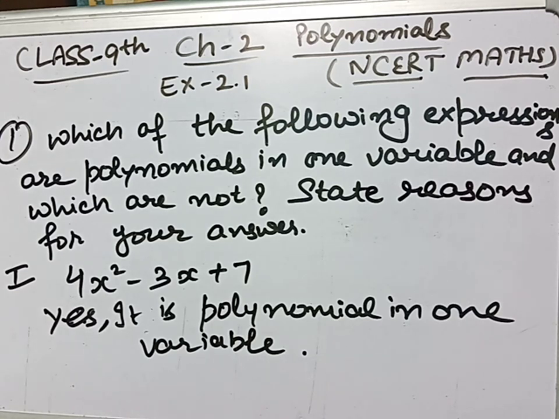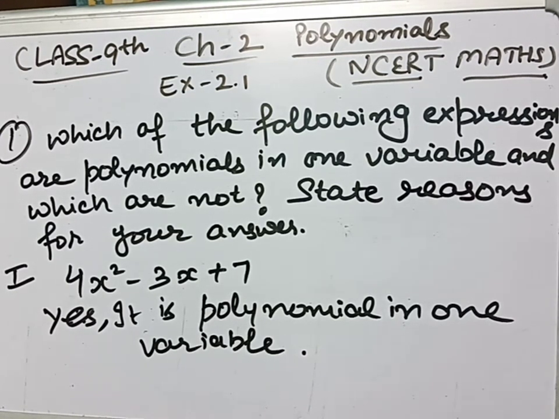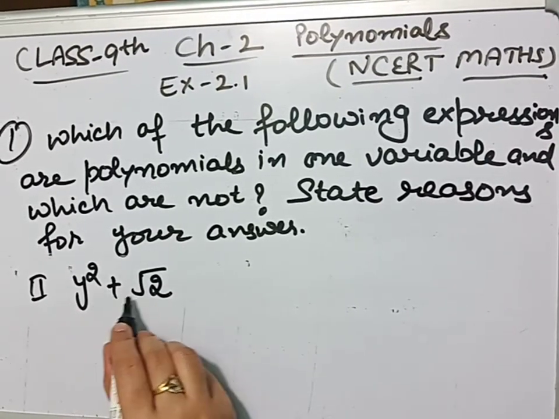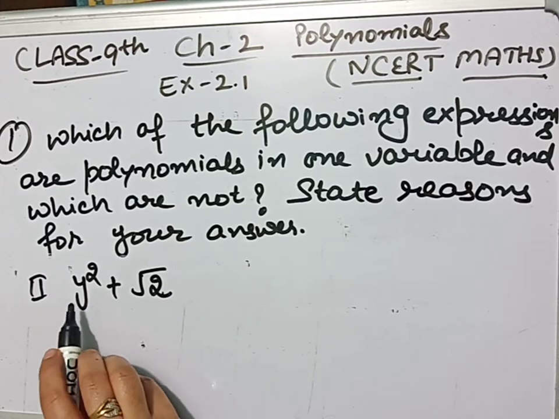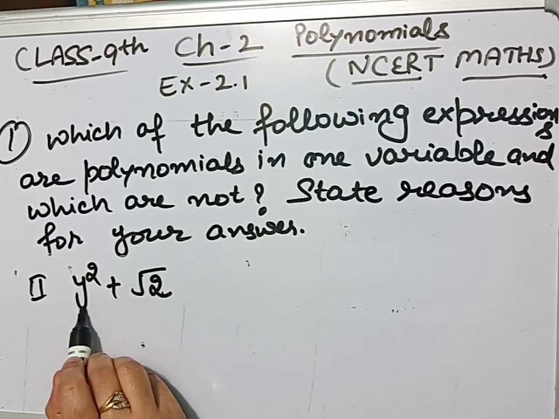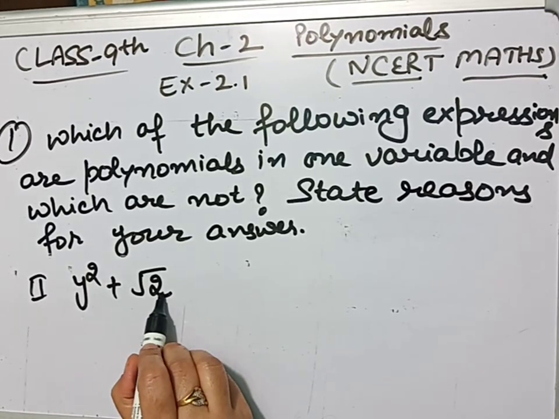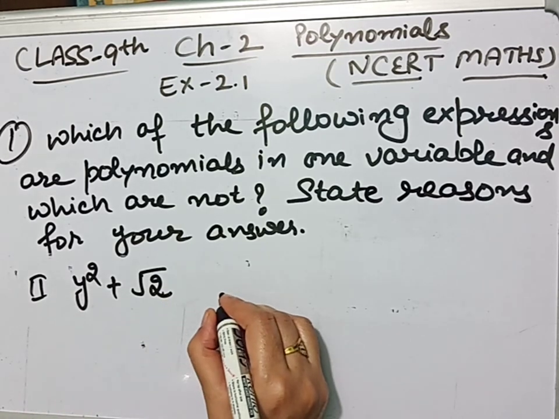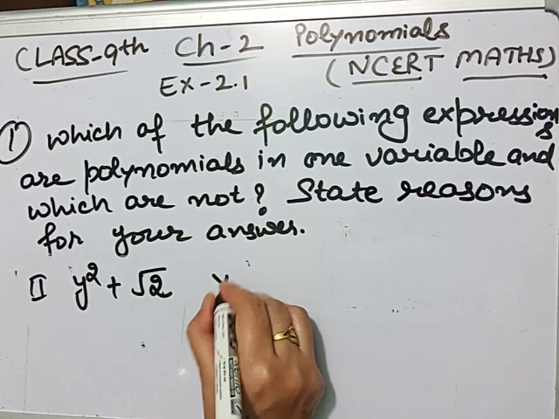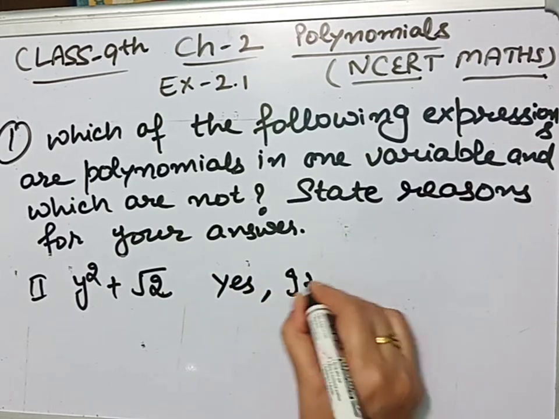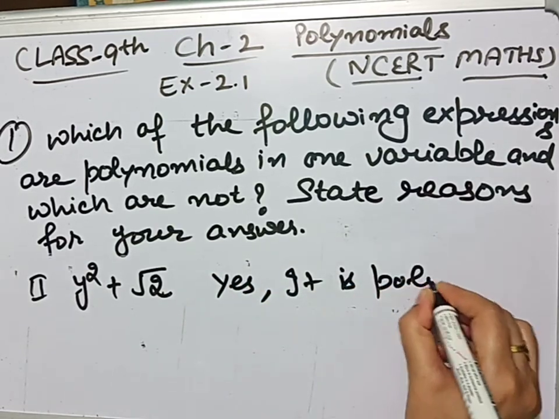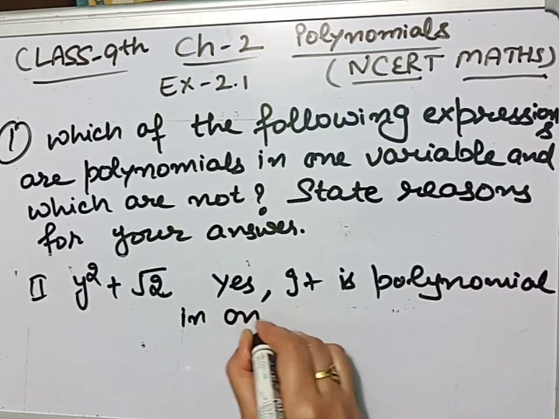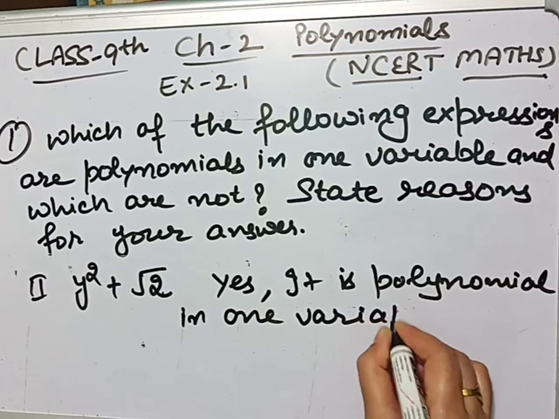Second part is y square plus root 2. Now you can see here is only one variable, that is y. No other variable is in this expression. That's why it is a polynomial in one variable. So what will its answer be? Yes, it is a polynomial in one variable.